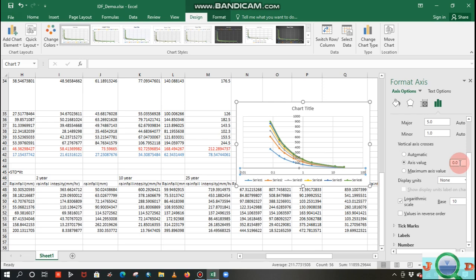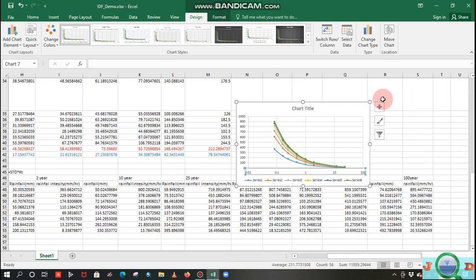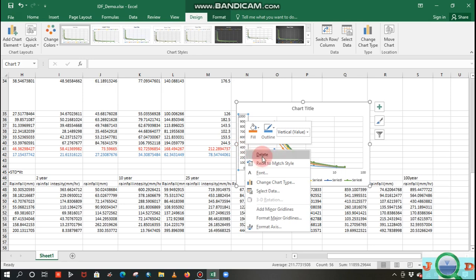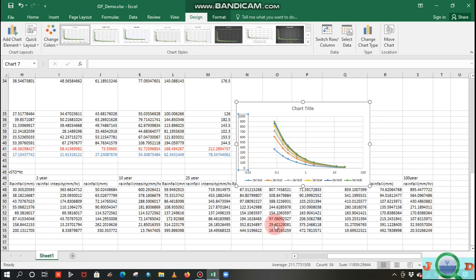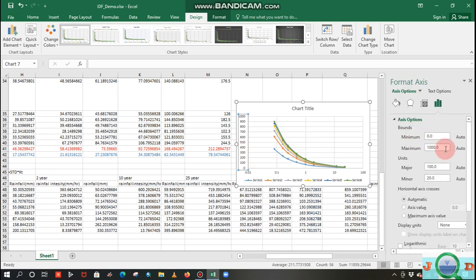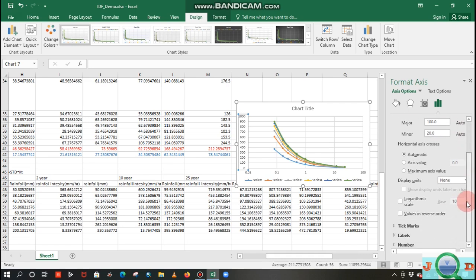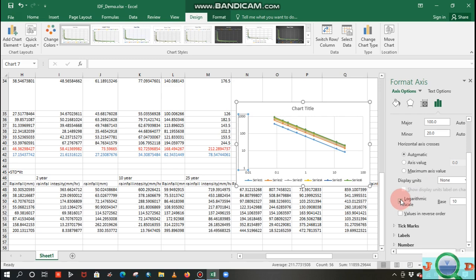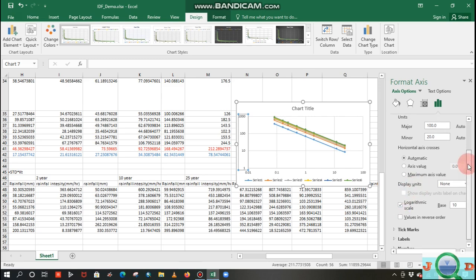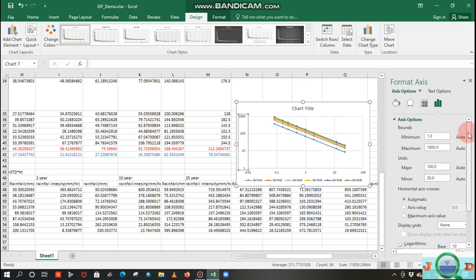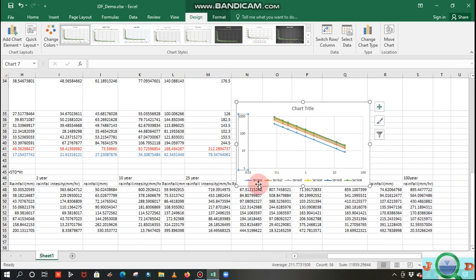Change the axis value to 0.01. Okay. Close it. Similarly for y axis, which is the rainfall intensity, change that to a logarithmic scale. So I have converted that into the logarithmic scale. Okay, fine.